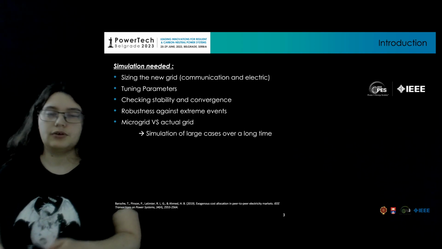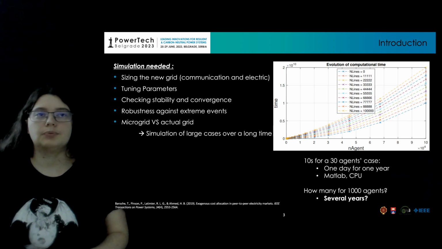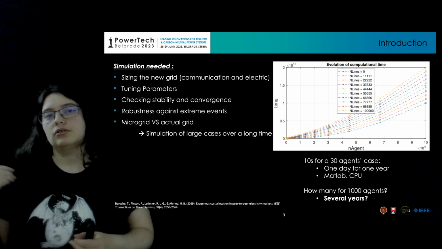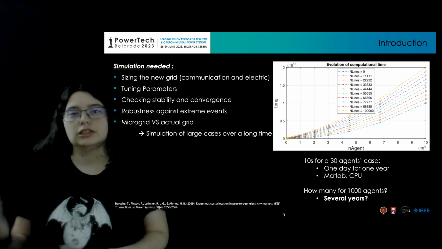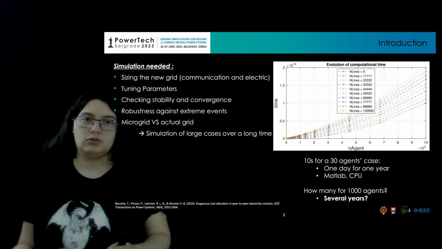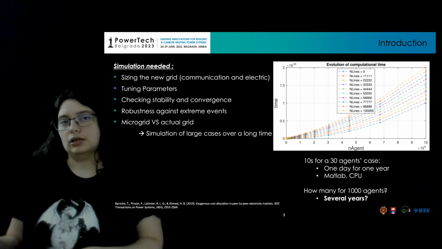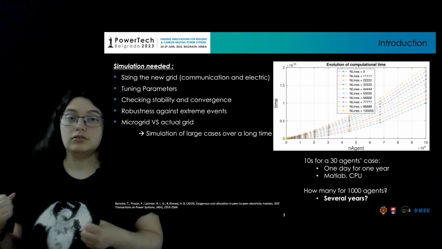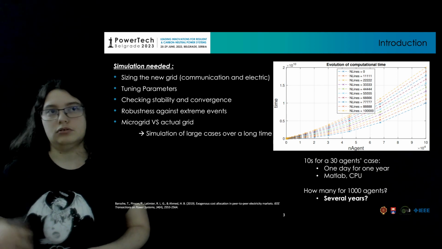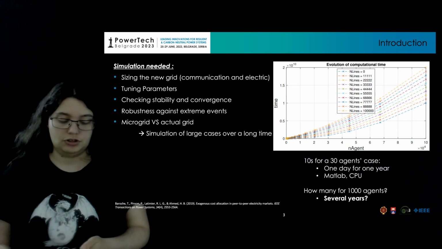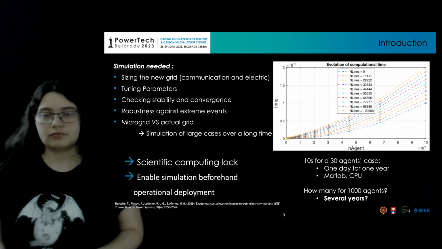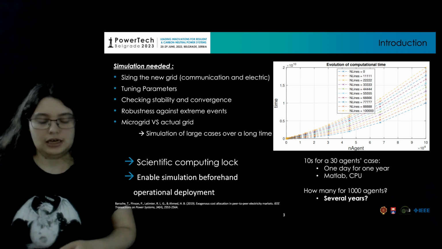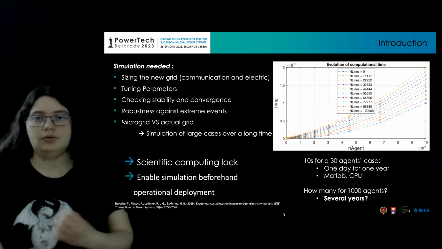But with this kind of algorithm, the computational complexity explodes with the number of agents and the number of lines of the grid. For example, in research, if we need 10 seconds to solve a 30-agent case, it will take 1 day to compute 1 year on MATLAB and CPU, but that's okay for a small case. But if we try to compute for 1,000 agents, it will take several years, which is really not usable. So here we have an important scientific computing lock, and my work is to enable simulation before operational deployment.